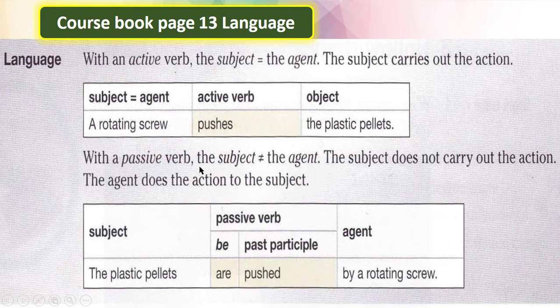With a passive verb, لما تكون الجملة مبنية مجهول, the subject doesn't carry out the action. The agent does the action to the subject. For example, the plastic pellets are pushed by a rotating screw because they cannot push themselves.